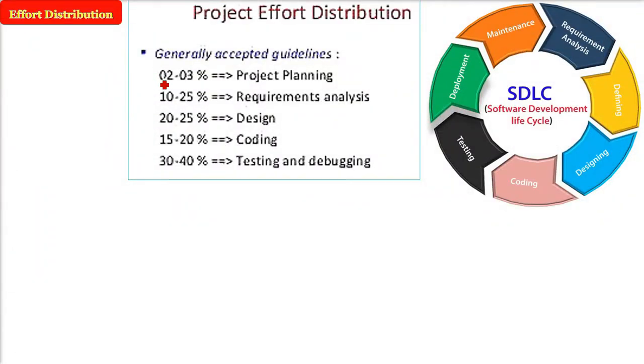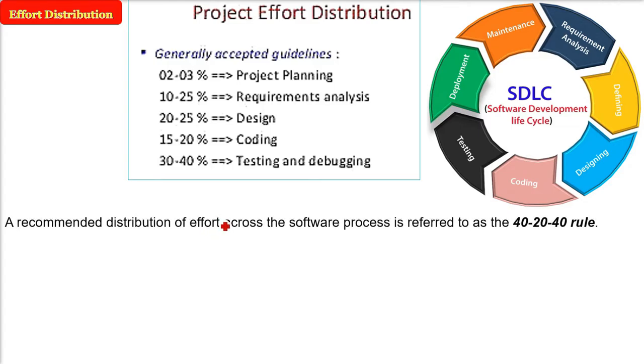Effort distribution. Now, in a software development life cycle, there are different phases. So what phase will take what share of the project effort distribution? This we need to see. The generally accepted guideline is a recommended distribution of effort across the software project, referred to as the 40-20-40 rule. Let me reiterate: the recommended distribution for the software process is the 40-20-40 rule.